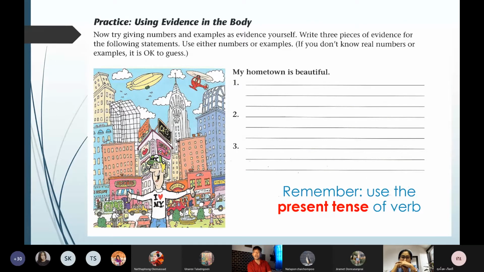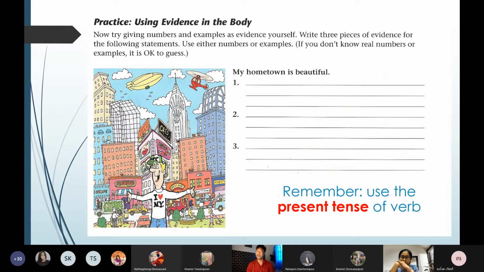Like for example, one of your main points is my hometown is beautiful. Okay, let's say your topic, or one of your main points, is my hometown is beautiful. So now let's give evidence why your hometown is beautiful. Like for example, number 1, number 2, and number 3. So in this one, remember, use the present tense of verb. Okay, let's have a little bit of workshop here. Remember, use the present tense of verb.